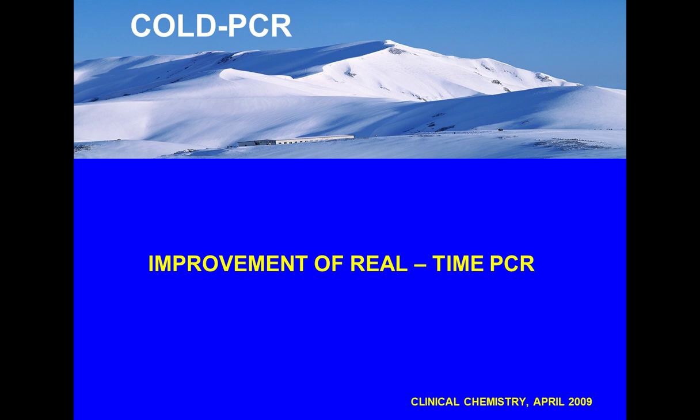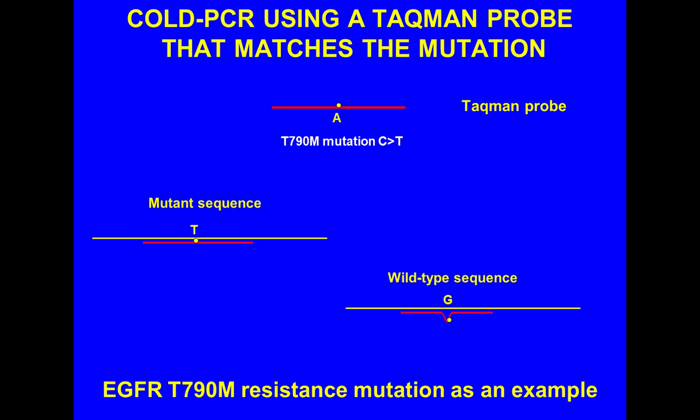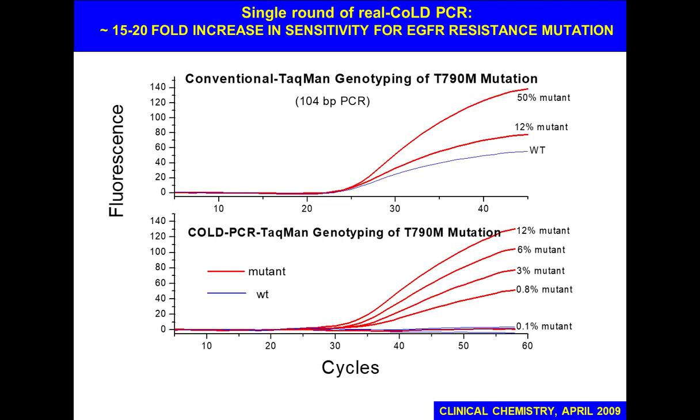So another application is the improvement in real-time PCR, and we use TaqMan here and perform COLD-PCR. What we have is 2 TaqMan probes, one that matches the mutant and one that matches the wild type sequence, and we perform the TaqMan real-time PCR under COLD-PCR conditions. The cycling conditions are, as I explained earlier, in the COLD-PCR principle. And here is a comparison.